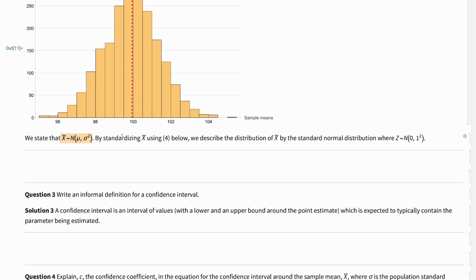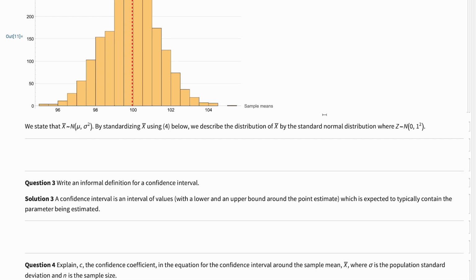Do remember, though, that I can always take an x-bar value, in other words, a sample mean, and I can express it as a z value. I can standardize each possible x-bar value by subtracting the mean and dividing by the standard error. And remember, the standard error here is the population standard deviation divided by the square root of the sample size. And z is described by the standard normal distribution with a mean of 0 and a variance of 1.